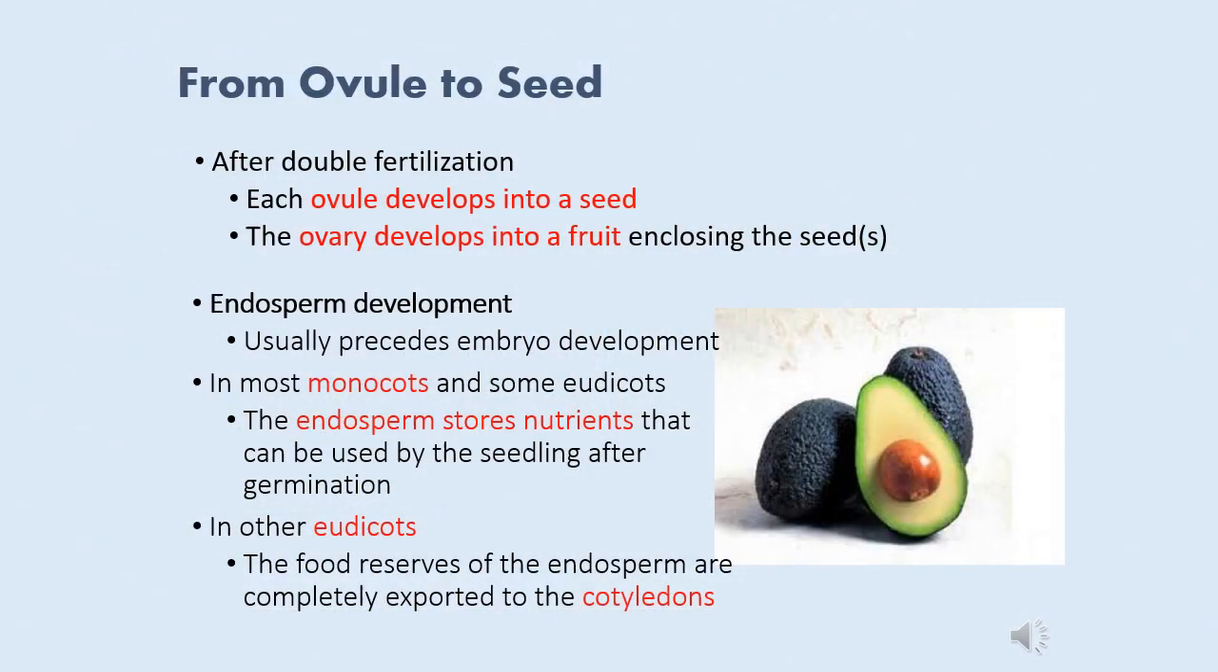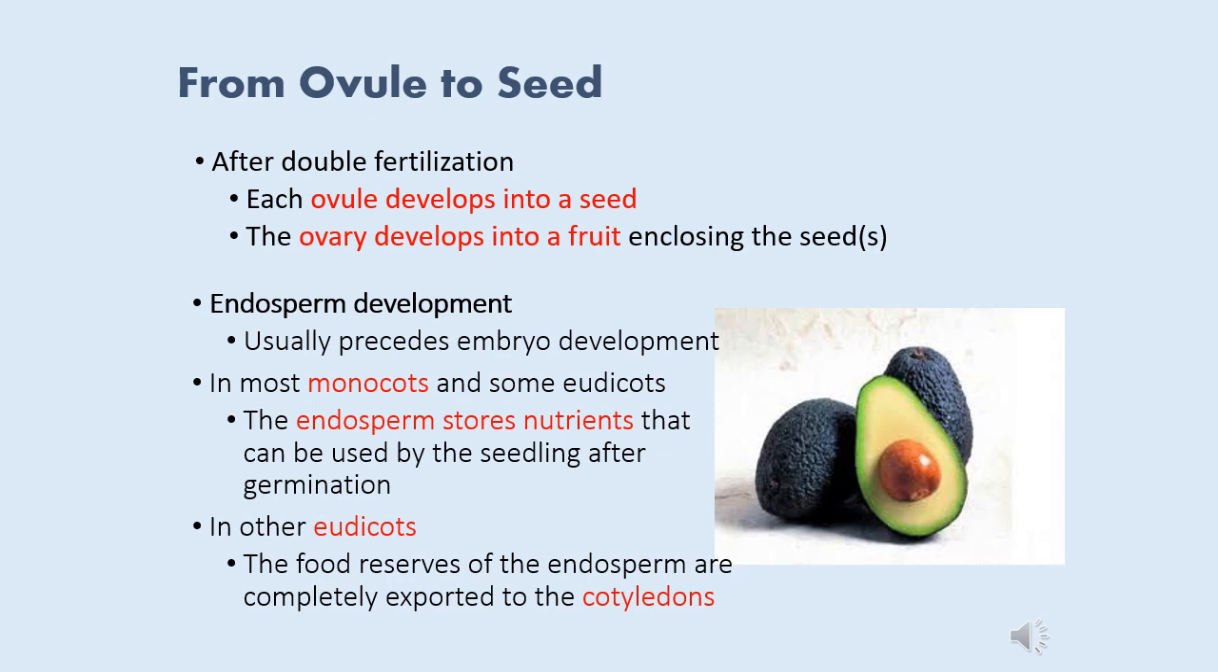Okay, from the video just now, later on you will also learn about how after the double fertilization you form the seed, and then also the fruit itself. So very important, why do you have endosperm? Because endosperm will precede the embryo development. Dari situlah dia bagi store makanan nutrien kepada seed tersebut.